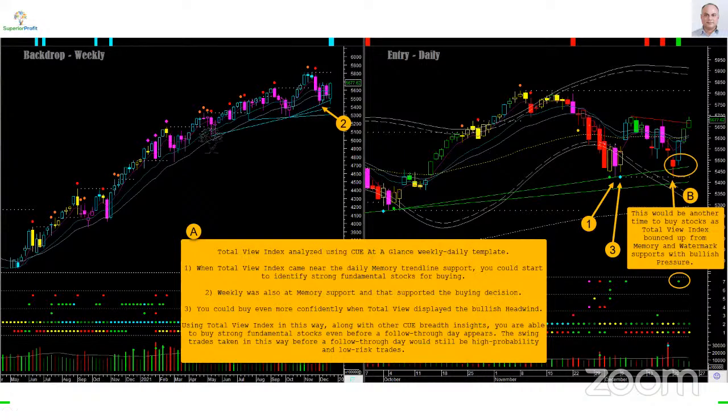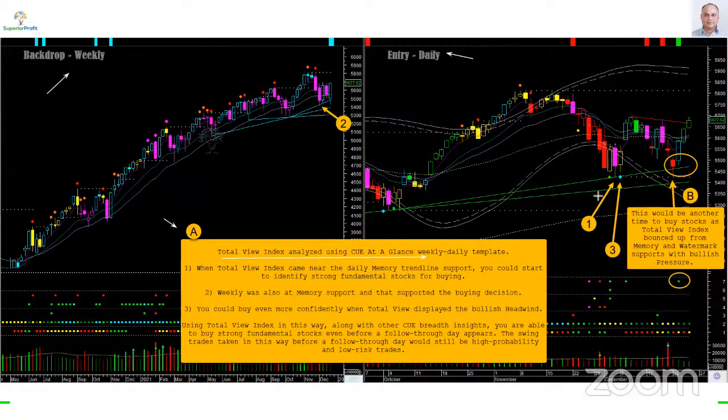And this is an example of market breadth total view using at a glance, that is the backdrop weekly and entry daily chart. Very powerful. Combining the custom index with the Q global technical signals. Let's read them. Let's start with A. And under A, we have different numbers. Total view index analyzed using at a glance weekly daily.